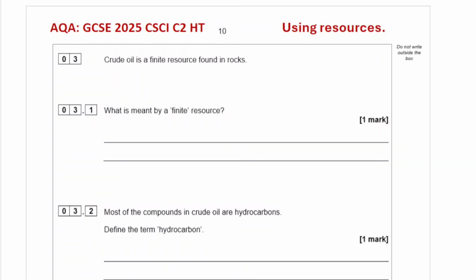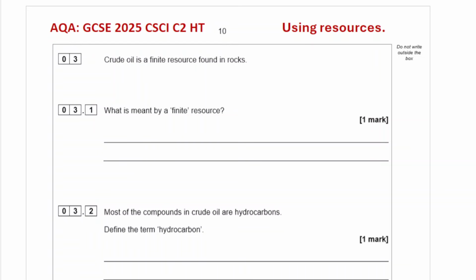In this video, I'm going to go through the AQA Combined Science Chemistry Paper 2 from 2025. Question number 3 is on the topic of using resources. Crude oil is a finite resource found in rocks. What is meant by a finite resource? A finite resource is a resource that will run out eventually.